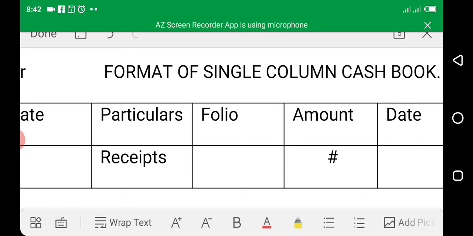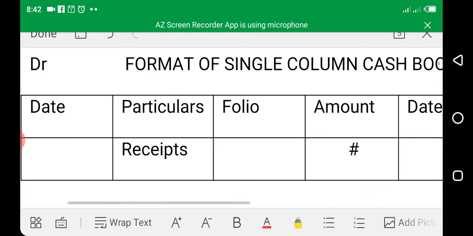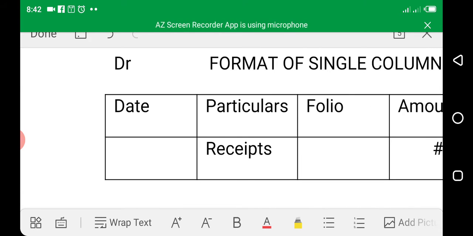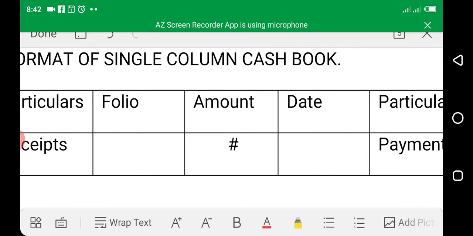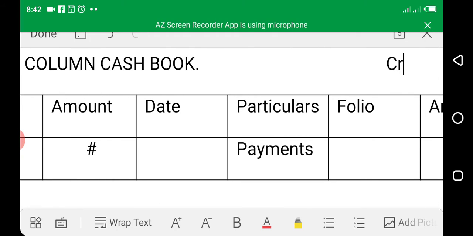So the name of the owner of the account will come first, for example Akonde SA Nigeria Limited, single column cash book. On the debit side, there are columns for date, particulars, folio, and amount. And in the credit side as well, we have columns for date, particulars, folio and amount.